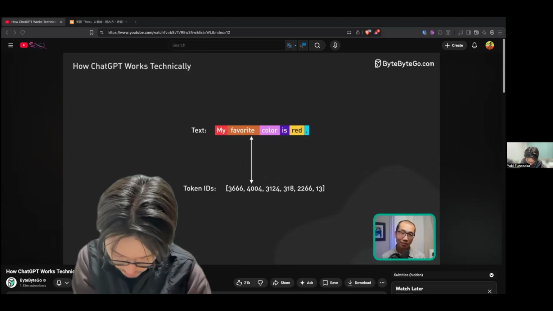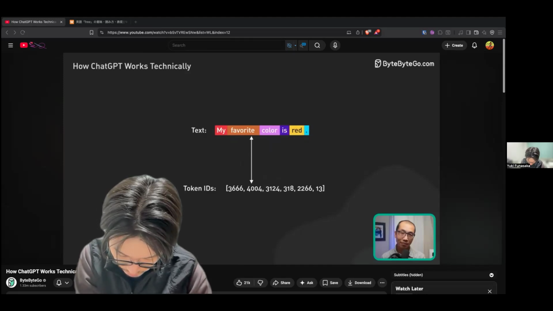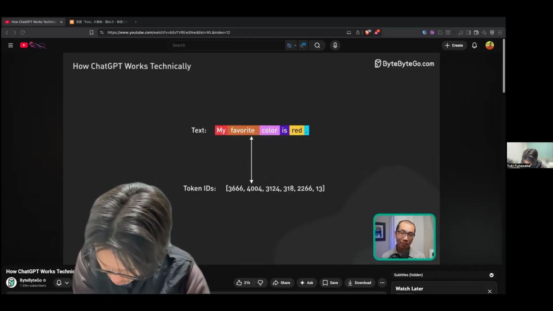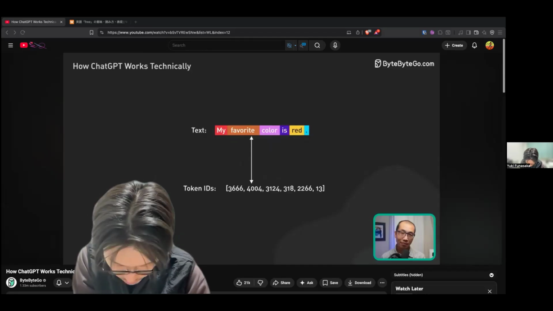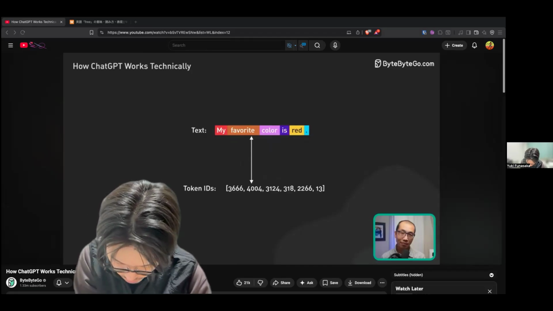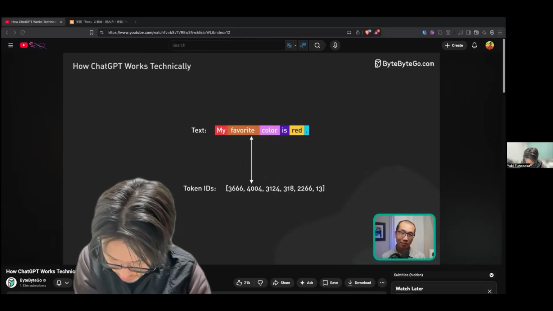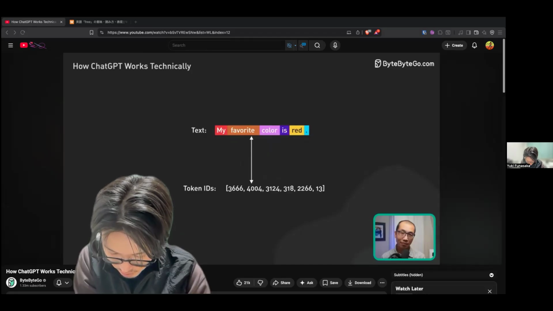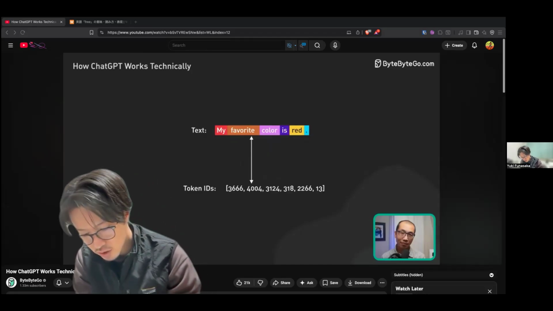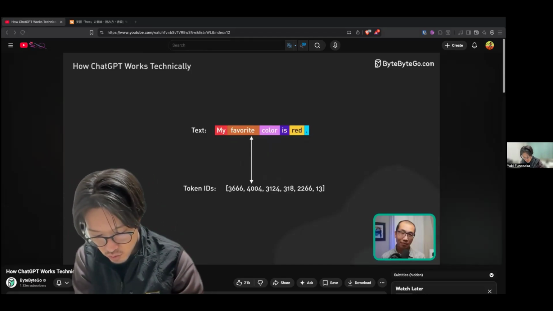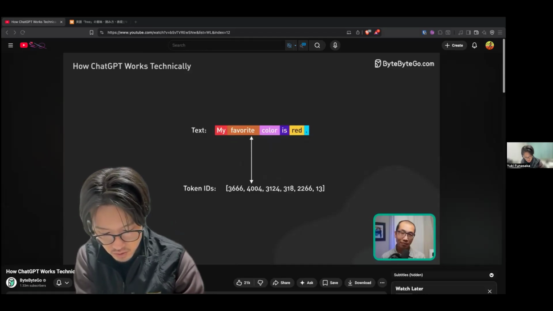Okay, next. Tokens are numerical representations of words, or more accurately, parts of the words. Numbers are used for tokens rather than words because they can be processed more efficiently. What does numerical representations mean?